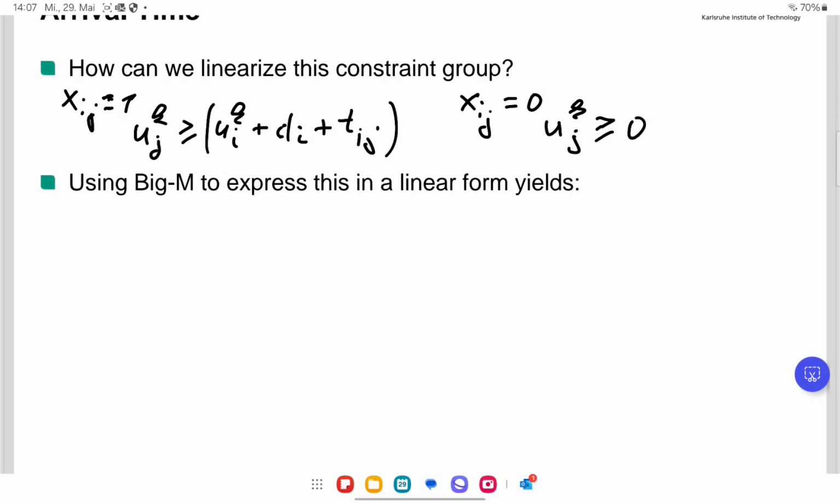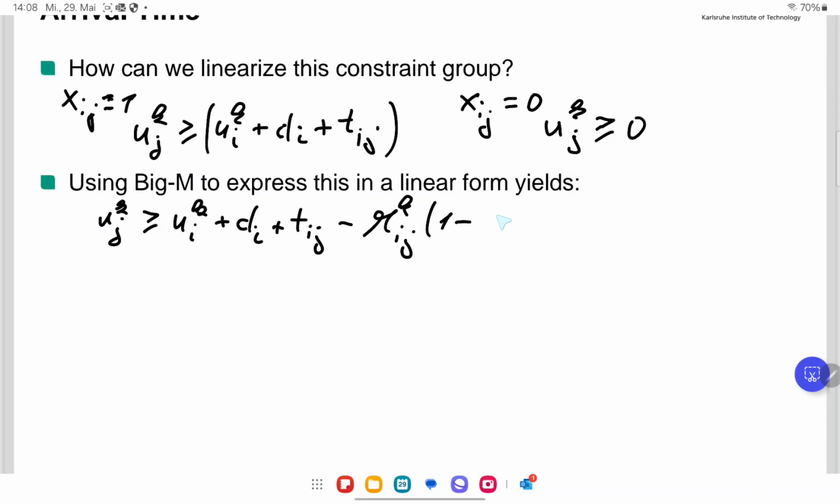as a linearized version. So the idea is simply to say u_jk is at least, and then having the right hand side we had before, plus t_ij minus this big M formulation multiplied by 1 minus x_ij. Okay, and this should hold for all ij in the vertex set and each vehicle k.